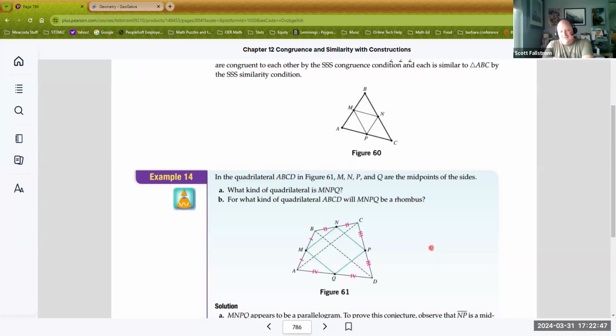However, as we expand this to be for quadrilaterals, we create really cool shapes. And I already made a video kind of about this. For what kind of quadrilateral will this be? A rhombus, MNPQ. And what kind of a quadrilateral is MNPQ?